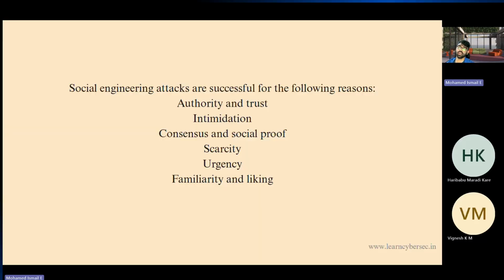Then familiarity and liking. When you are familiar with some concepts, like a particular vendor you are doing business with, suddenly someone poses as that vendor. Your familiarity and liking were known by the attacker, who uses that as a route to attack. They pose as that particular vendor you always like and place orders with, and give you false information to create attacks.